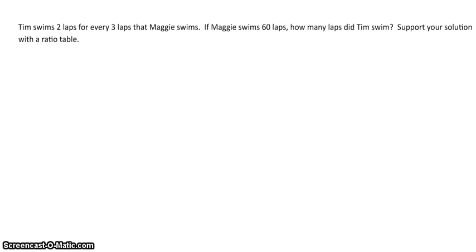So now I'm going to read it a second time, and I'm going to mark up some of the things that I see in the problem. It says Tim swims 2 laps for every 3 laps. Right there with that "for every," I see a ratio and a comparison of 2 numbers and a period. So this is my starting ratio. And it says if Maggie swims 60 laps, how many laps does Tim swim? So we're looking at the laps that Tim swims. That's our third read of trying to figure out what we need to do with our problem.